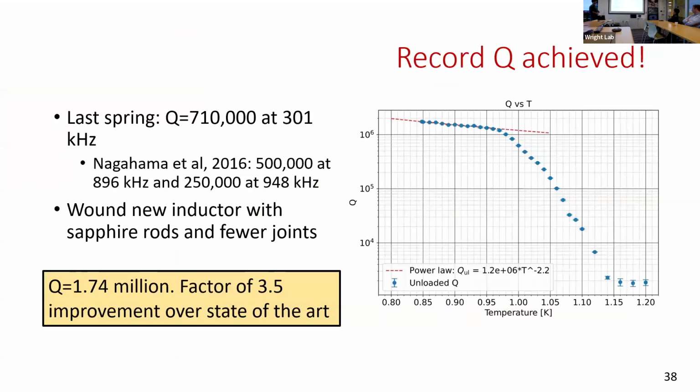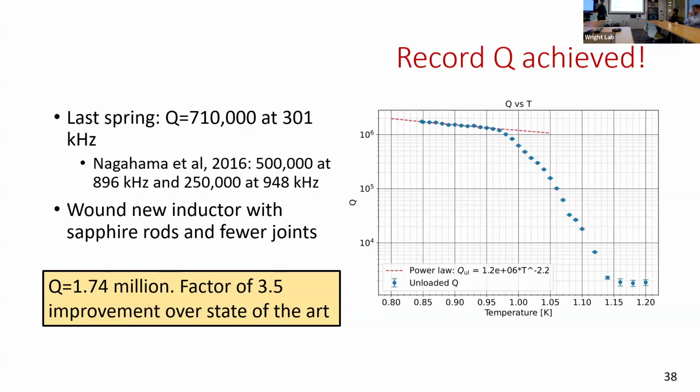Where we were last spring is we got a Q of 710,000 at 301 kilohertz. We had exceeded the state of the art. Roman got to graduate, so he was happy. And then we were like, okay, we've got this record Q, how can we do even better? So we looked at our loss mechanisms, things that we were somewhat suspicious about. The alumina doesn't have nearly as good dielectric loss as single crystal sapphire, so we'll replace the rods.